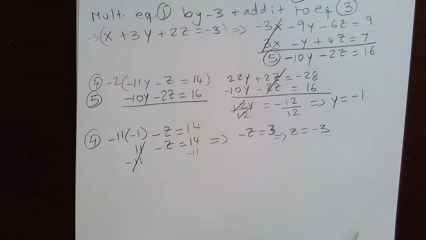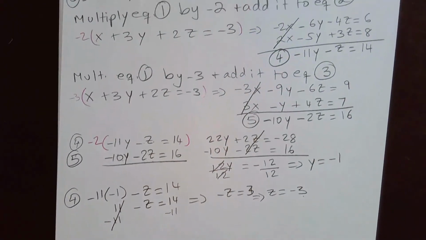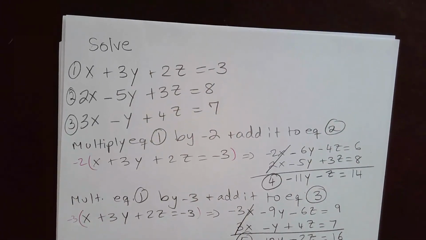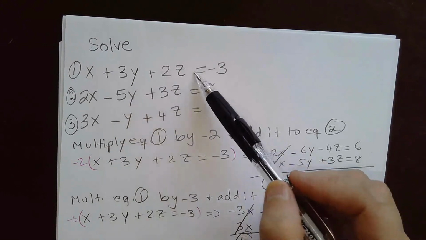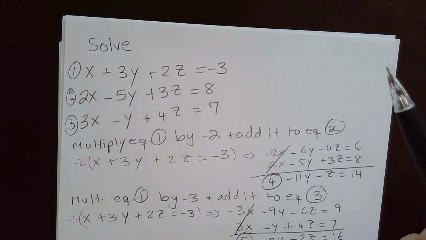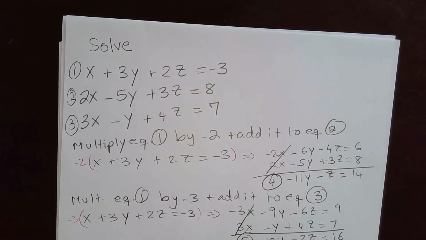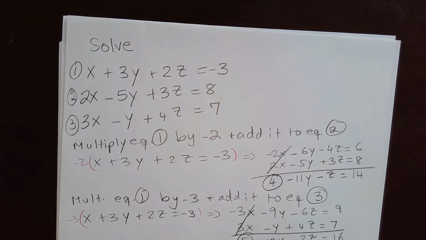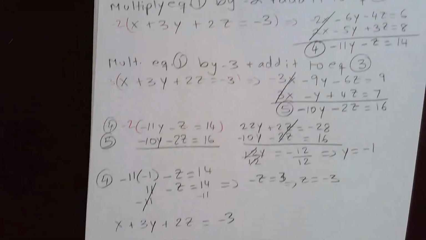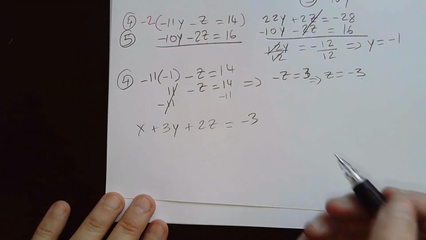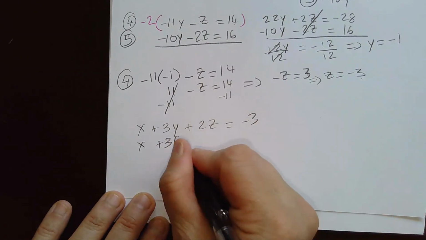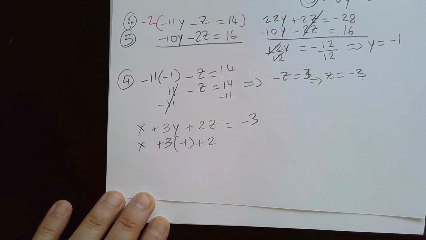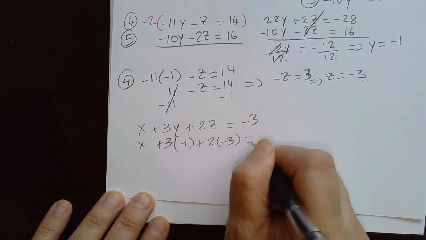The way you solve for x is by going back to one of the equations, either equation 1, 2, or 3. Since we found y and z, we can easily solve for x. So let's go ahead and use equation 1. Using equation 1, you plug in the values of y and z. So that's what I wrote down here, equation 1: x plus 3y, y is negative 1, plus 2z, z is negative 3, equal to negative 3.